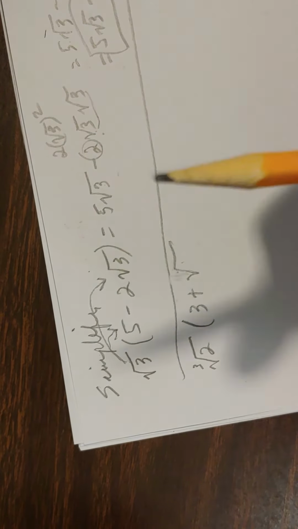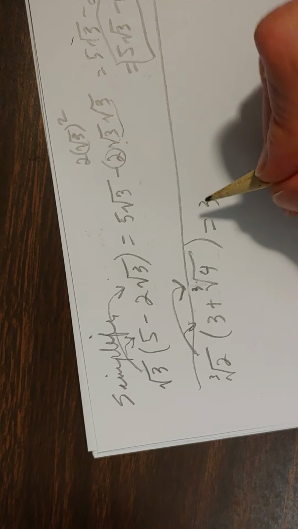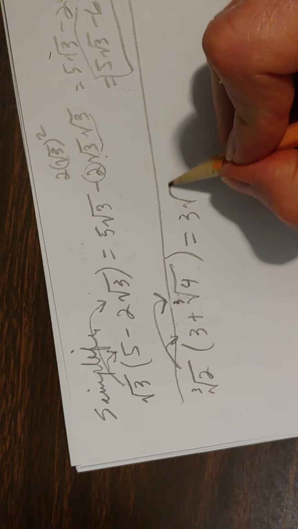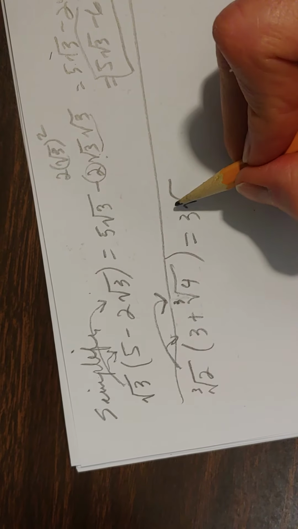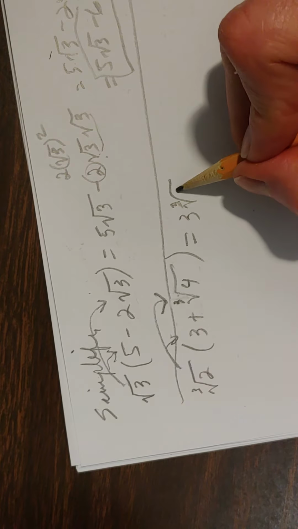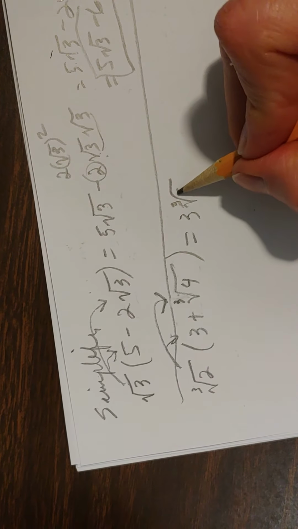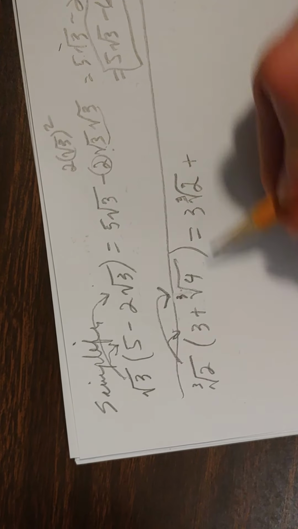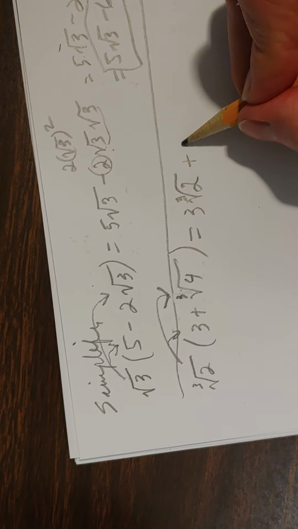Again, distributing the multiplication. The cube root of 2 times 3. We'll put the 3 in front. You multiply in any order you want, commutative property of multiplication. So we usually write the 3 in front when you have a product like this. 3 times the cube root of 2. Sorry, and then plus the cube root of 2 times the cube root of 4.